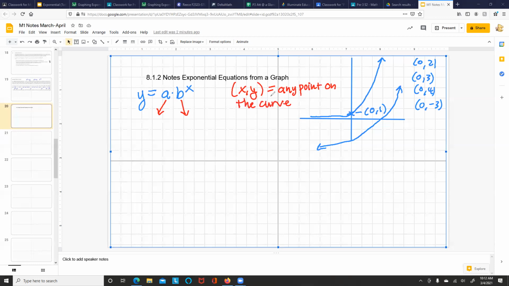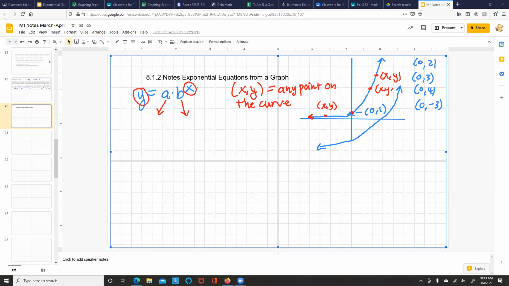Somebody want to unmute themselves and read that? Any point on the curve. All right, x and y stand for any point on the curve. So like a point right here, this is an xy. A point right here, this is another xy. This point right here is another xy. This point over here is another xy. And I should have put like an arrow over here. Okay, and we'll talk about where this crosses later and asymptotes later. I think we talked about asymptotes a little bit last time. So x and y are just any point that we can plug in.